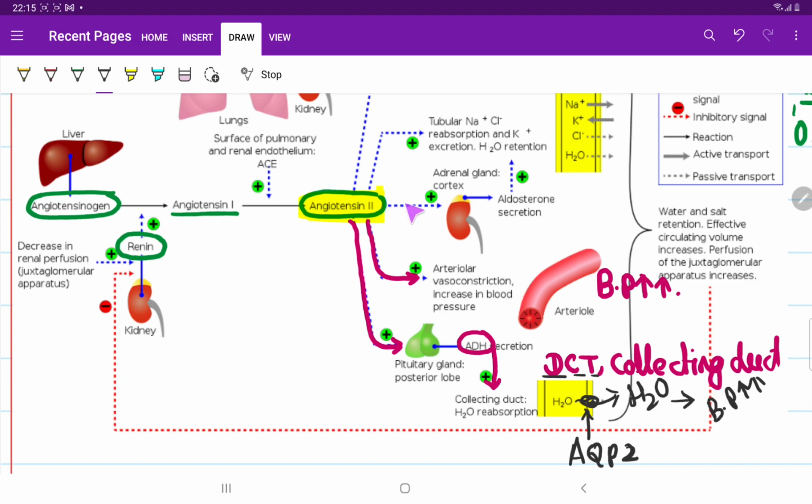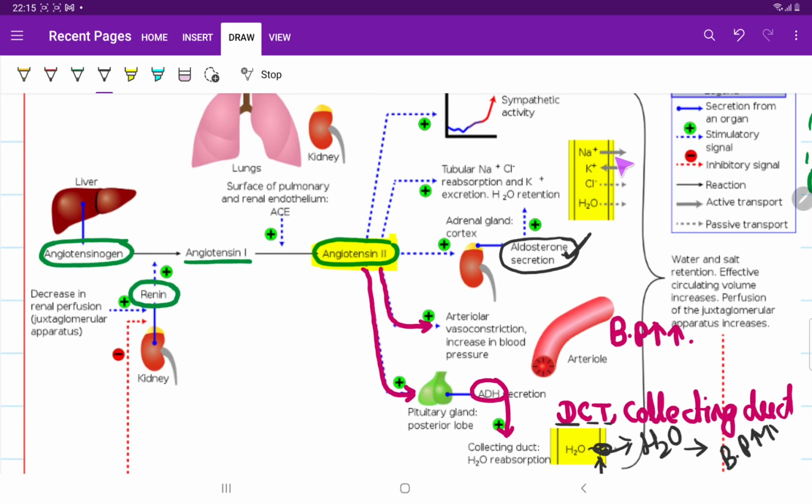Then this angiotensin second acts on the adrenal cortex gland, and from the adrenal cortex gland it causes secretion of one great mineralocorticoid, and this mineralocorticoid is called aldosterone. Fine. This aldosterone secreted from the adrenal cortex gland causes reabsorption of sodium ion in the distal convoluted tubule.